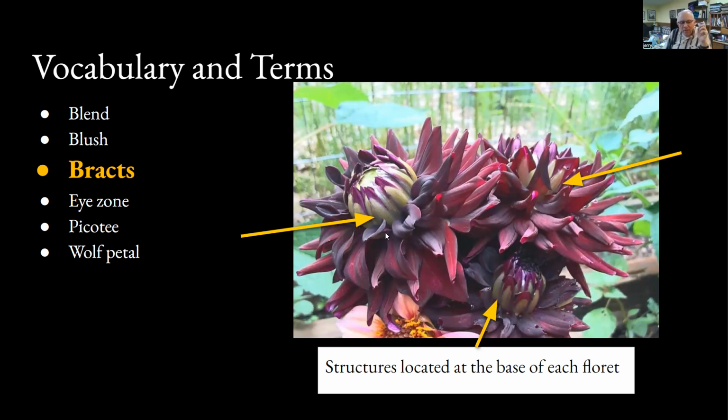Bracts, you have this structure located at the base of each floret. You can see it here and here, where the arrows are. And the bracts are really, as the ray floret comes out, it kind of forces it back so that you can't see it, fine. But if you can see the bracts as you observe, like over here, not good.